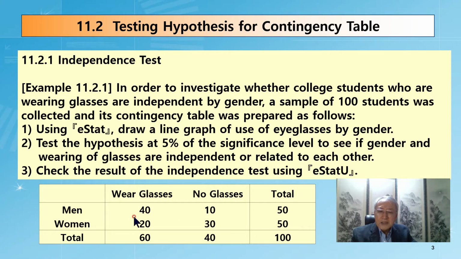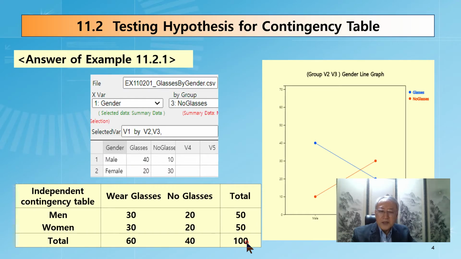What does independent data mean? Suppose you have the same data, and the independent case looks like this. There are 100 people, you have 60% wearing glasses and 40% not wearing glasses. You have the same percentage for both genders. What does independent mean? Gender doesn't influence anything about wearing glasses. That's the meaning of independence.